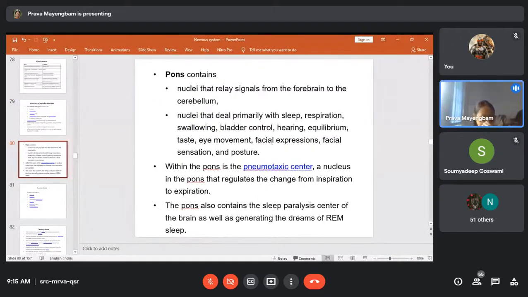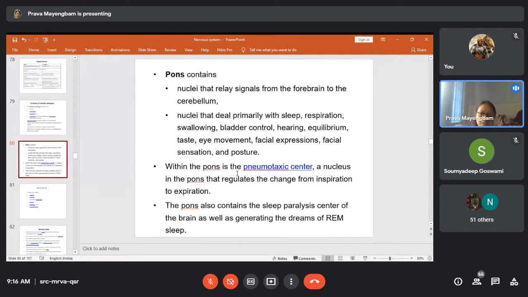I'm giving you this very much in brief, only the salient points. The pons contains nuclei that relay signals from the forebrain to the cerebellum. Nuclei that deal primarily with sleep, respiration, swallowing, bladder control, hearing, equilibrium, taste, eye movement, facial expressions, facial sensation, and posture. So you have to remember what functions are associated with the pons.